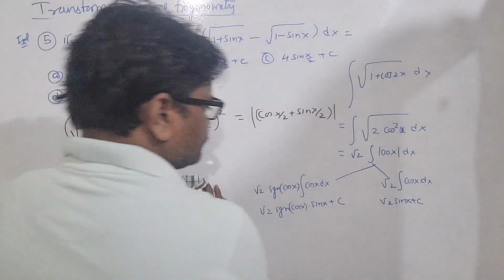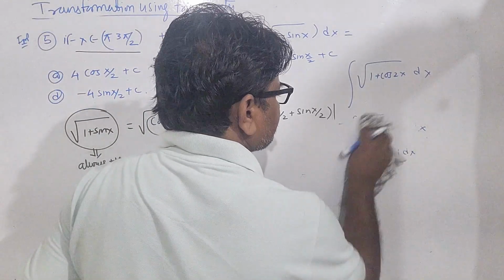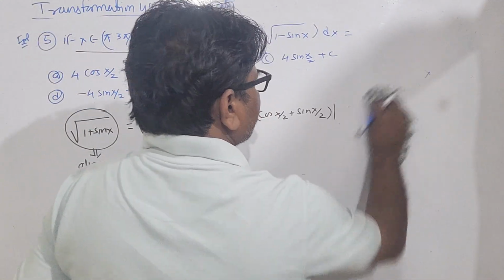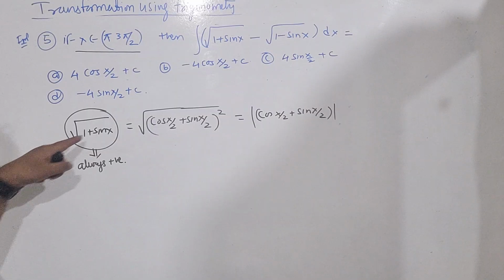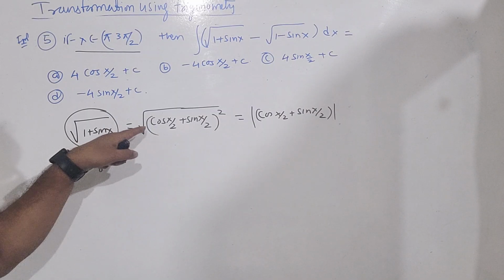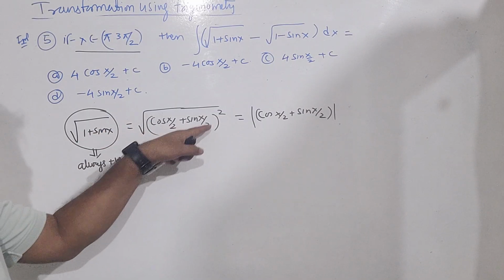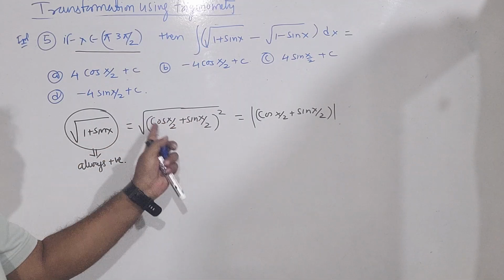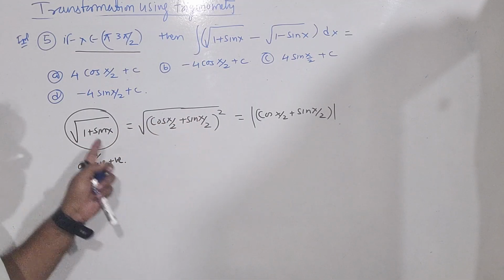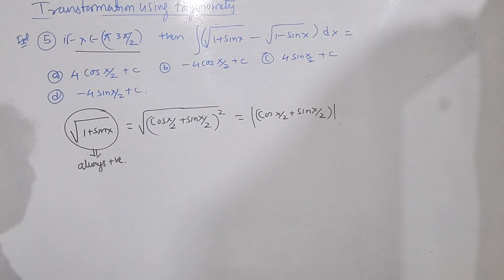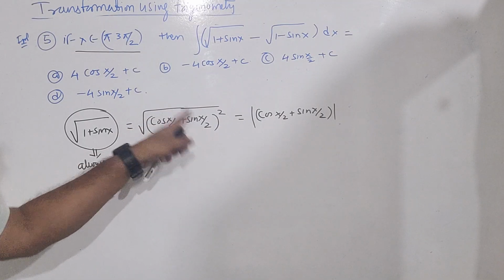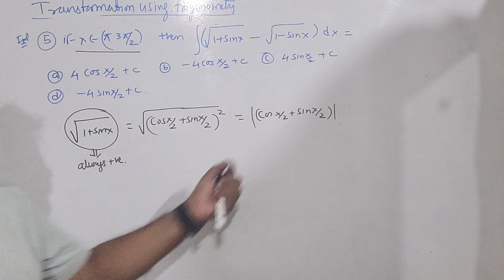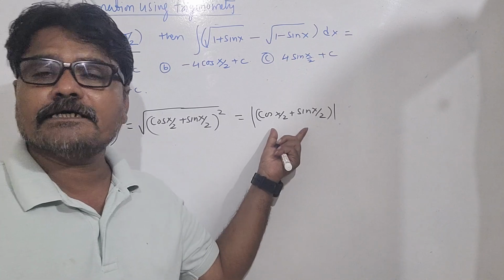First come to the trigonometry. Square root of 1 plus sin x, I can write as square root of cos square x by 2 plus sin square x by 2, which is 1, and 2 times cos of x by 2 plus sin x by 2 will give the sin x, correct? So when it comes out of the square root, I can write cos of x by 2 plus sin of x by 2.